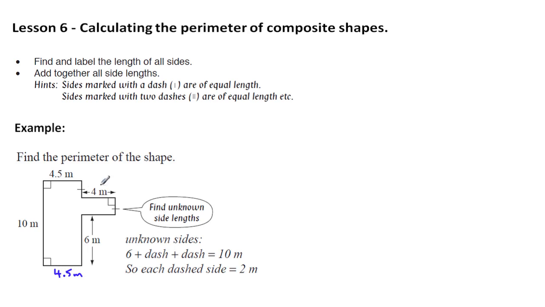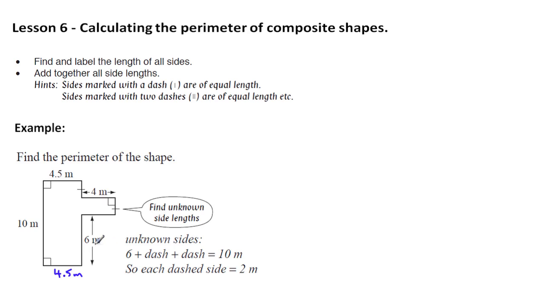Now you'll also notice that this side here and this side here are the same. We know that they're the same because lines that are marked with a dash are of equal length, and if there were lines with double dashes, they would be of equal length. So what we know is that 6 plus this line must equal 10.